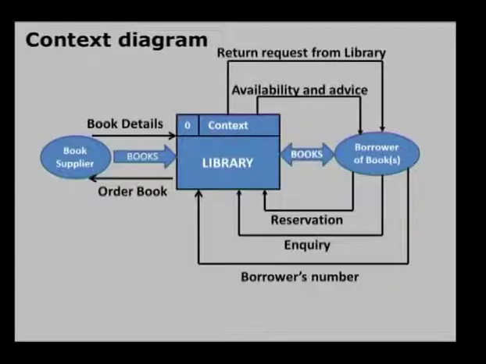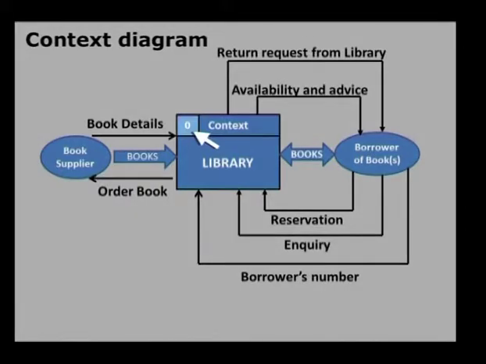DFDs are produced in a series of levels using a prepared list of the 4 components. In the PAT, we use the IPO tables as our list. I'll show you the context diagram first. This only shows the system as a single process and the external entities. It doesn't show storage. In this case, the system is a library, shown in the center as a segmented dark blue rectangle.